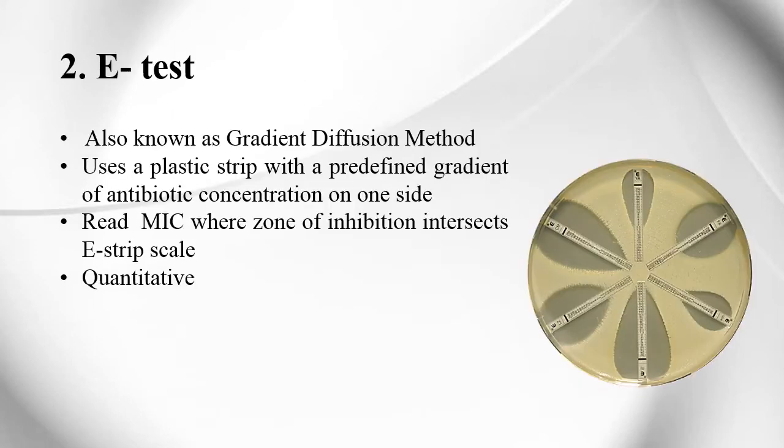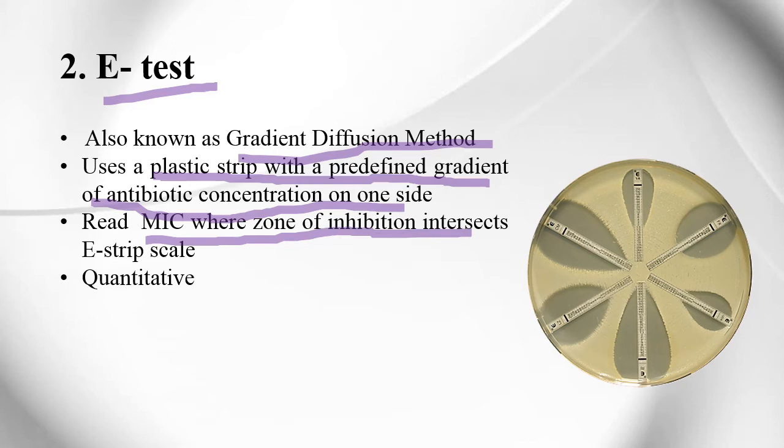Okay, the next one is the E-test strip. It is also known as a gradient diffusion method. This method uses a plastic strip with a predefined gradient of antibiotic concentration on one side. Usually we can get an MIC where the zone of inhibition intersects the E-test strip scale. This method is a quantitative method. So I'll explain this in the next slide.